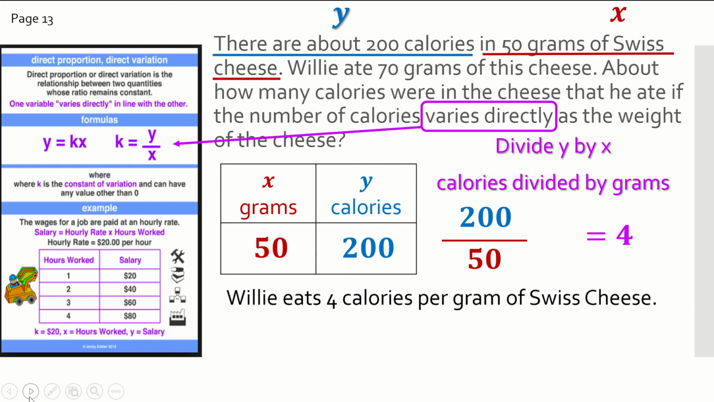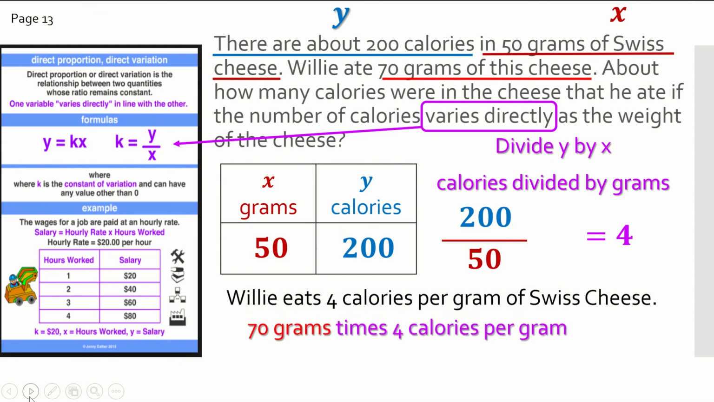But the question goes on to say Willie didn't eat 50, he ate 70 grams of Swiss cheese. So we would simply take the 70 grams, we know there's 4 calories per gram, a quick multiplication step, we get that he consumed 280 calories in 70 grams of Swiss cheese.